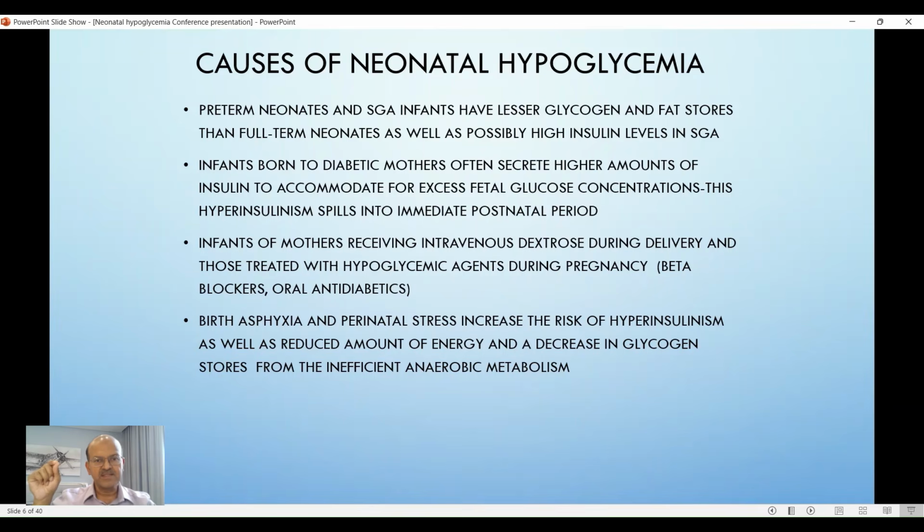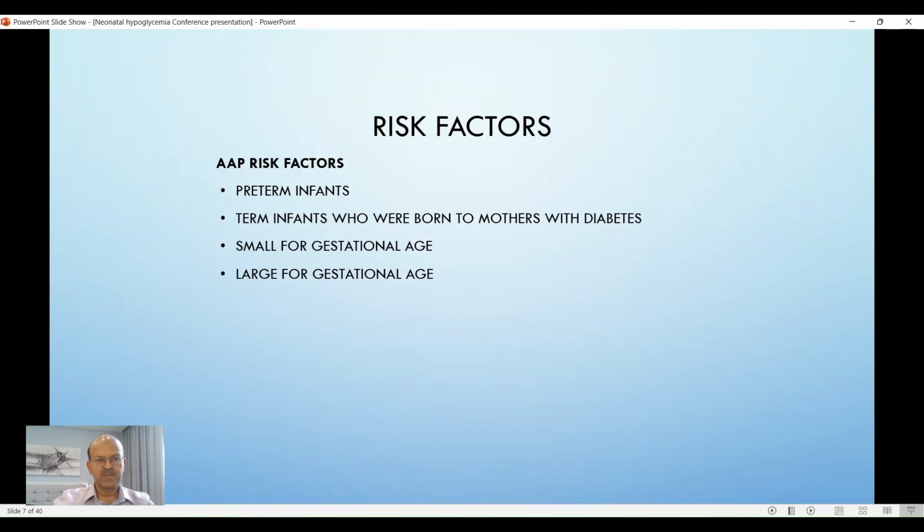And if the mother receives intravenous dextrose during delivery, or if the mother receives hypoglycemic agents, beta blockers, oral antidiabetics, these babies are at higher risk because of these medication impacts. And of course, the condition of the baby after delivery, birth asphyxia, related perinatal stress, and sepsis and other conditions may increase metabolic requirement, and they burn out their glycogen stores quickly. This leads to hypoglycemia as well.